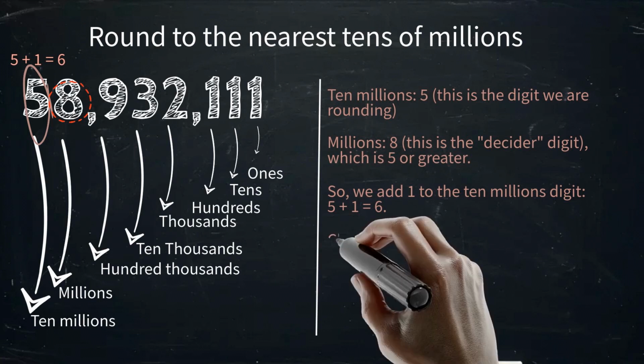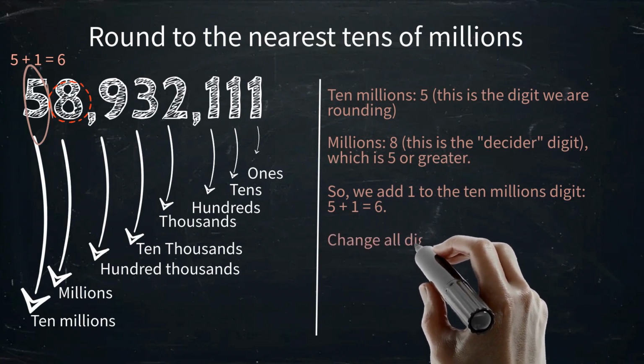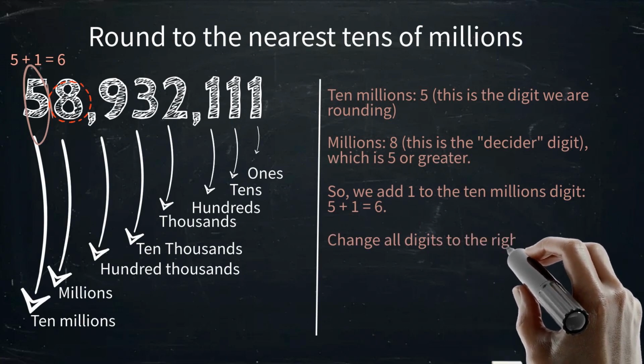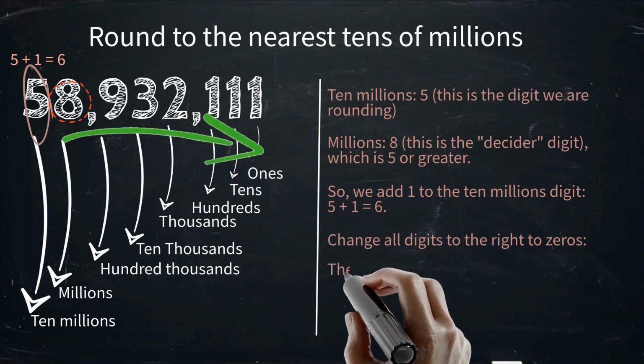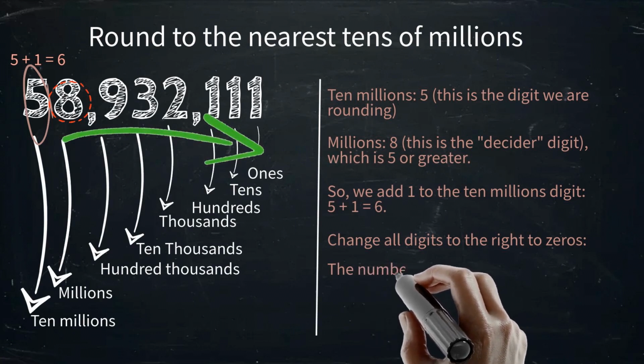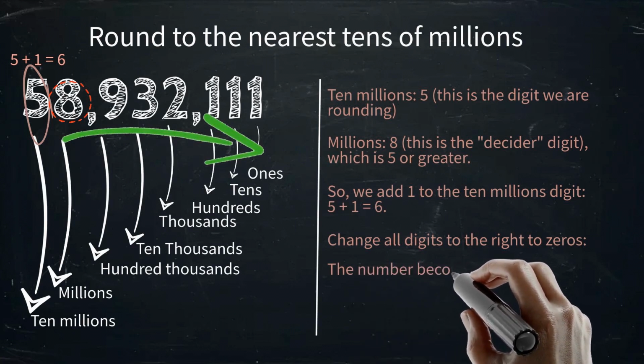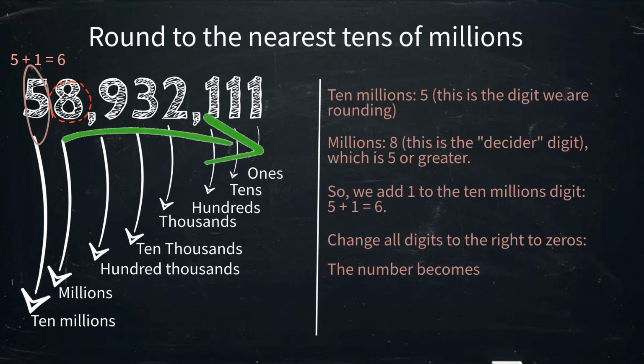Now, the last step is to change all the digits to the right of the new 6 to zeros. That's from 8 to the right, zote zinakuwa zeros. Therefore, 58,932,111 rounded to the nearest tens of millions is 60 million.